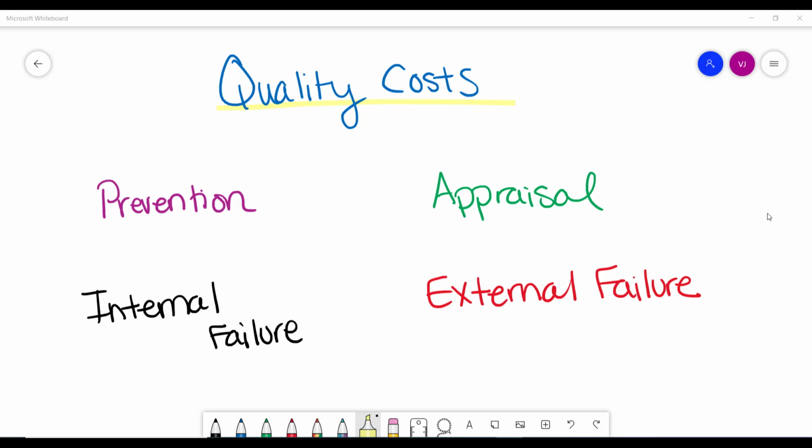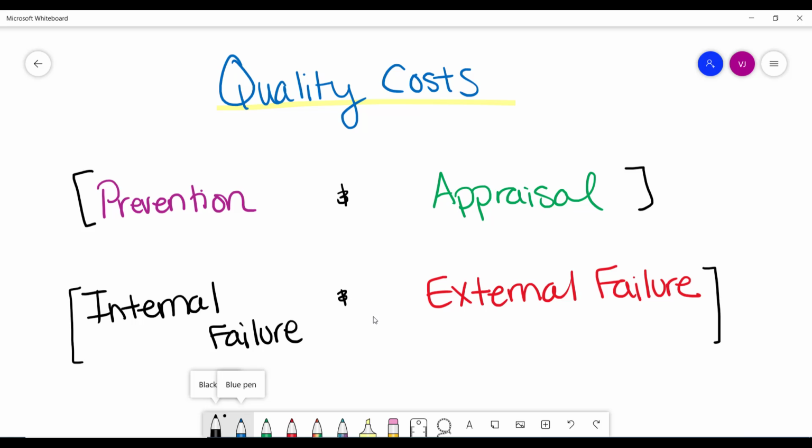The costs we incur to prevent defects are what we refer to as prevention costs and appraisal costs. These are the costs we incur to prevent defects from happening in the first place. The costs we incur because defects already happened and we have to fix those issues, because there's some problem with the product, are called internal failure and external failure costs. One way of looking at this is just the cost of conformance to quality standards.